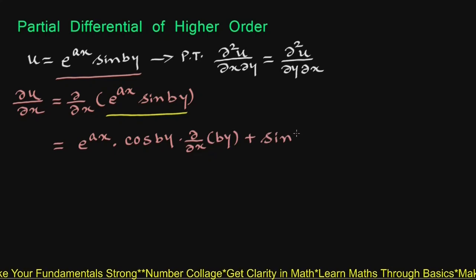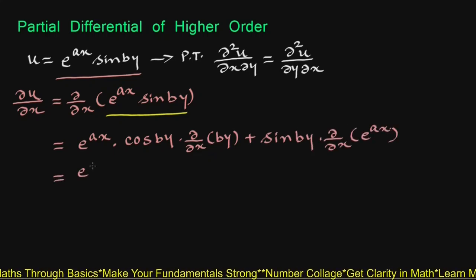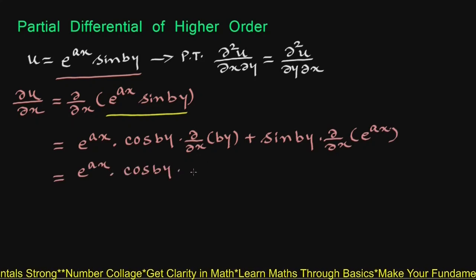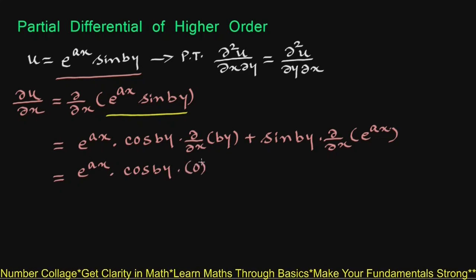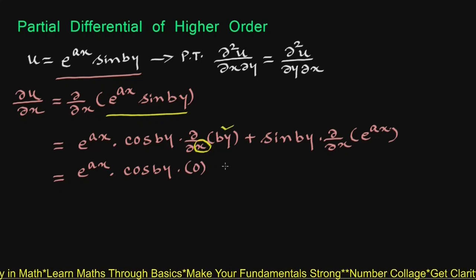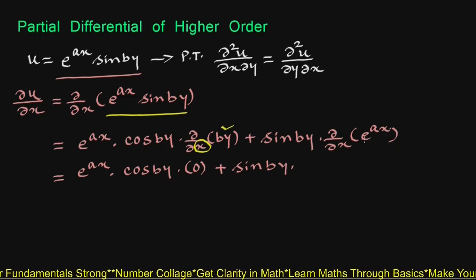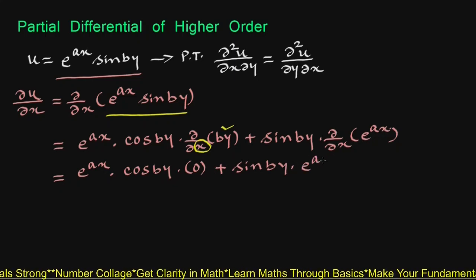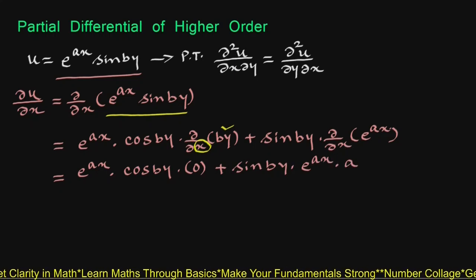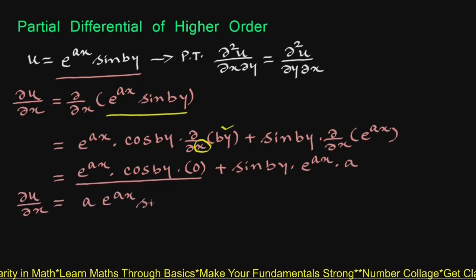function sin by into ∂/∂x of e raised to ax, that will be e raised to ax into cos by into ∂/∂x of by will be 0 because we are differentiating with respect to x. So y is to be treated as constant plus sin by into ∂/∂x of e raised to ax will be e raised to ax into ∂/∂x of ax will be a. So ∂u/∂x will be a e raised to ax sin by.